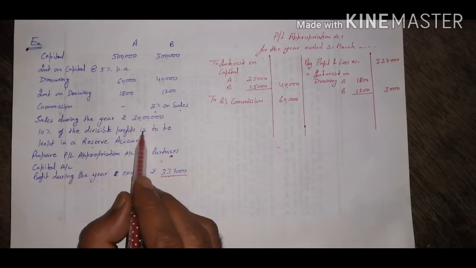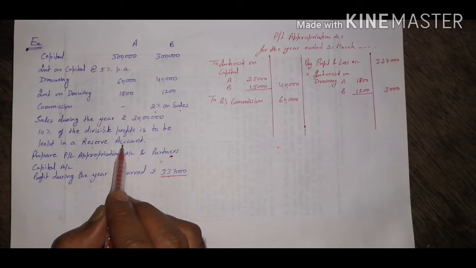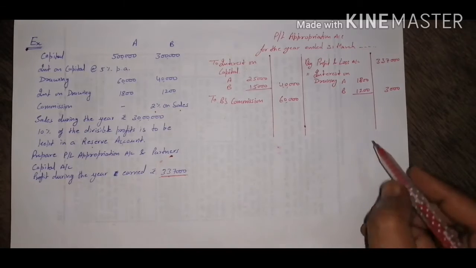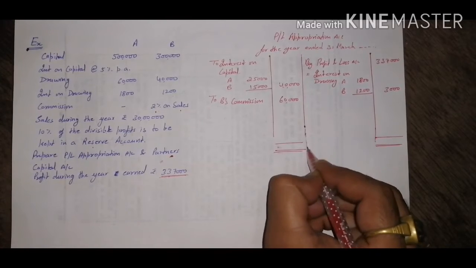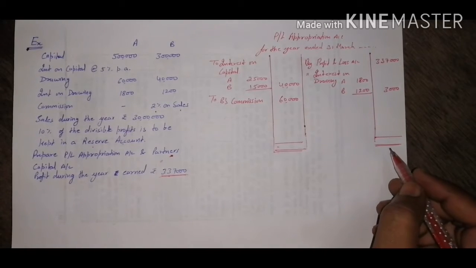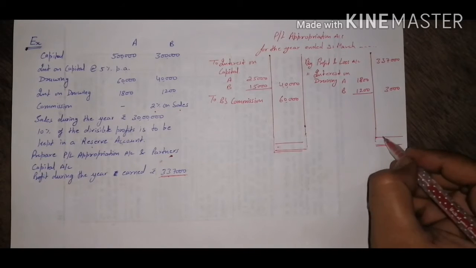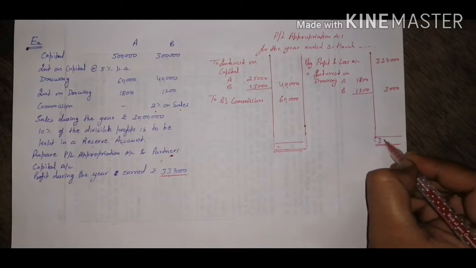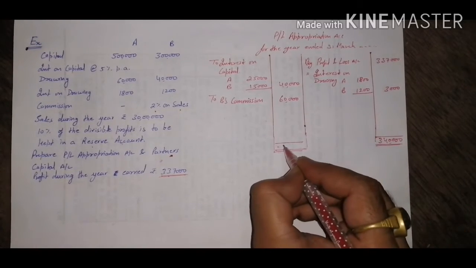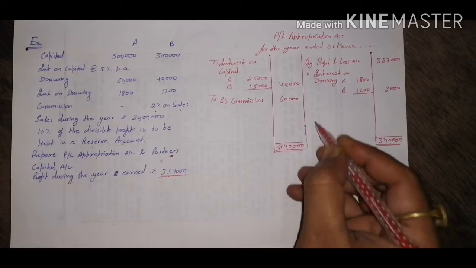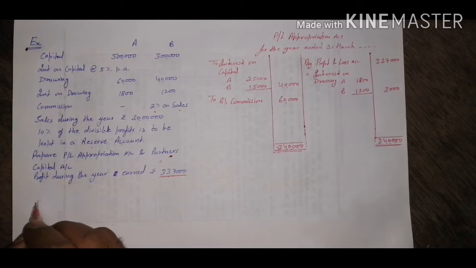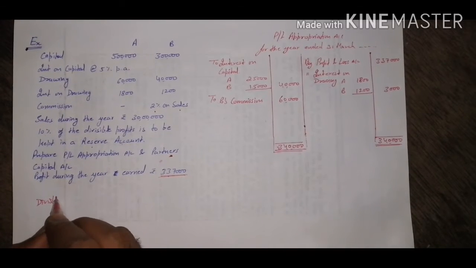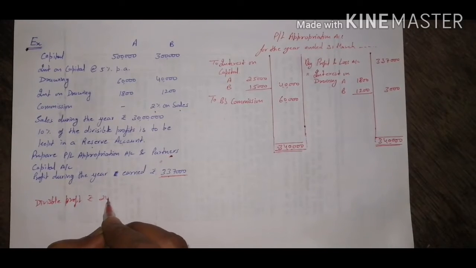10% of the divisible profit is to be kept in a reserve account. First, find out the divisible profit. In the P&L appropriation account, the total credit side amount is 3,40,000. From 3,40,000 we subtract interest on capital and commission, 1 lakh. The balance amount, that means the divisible profit, is rupees 2,40,000.